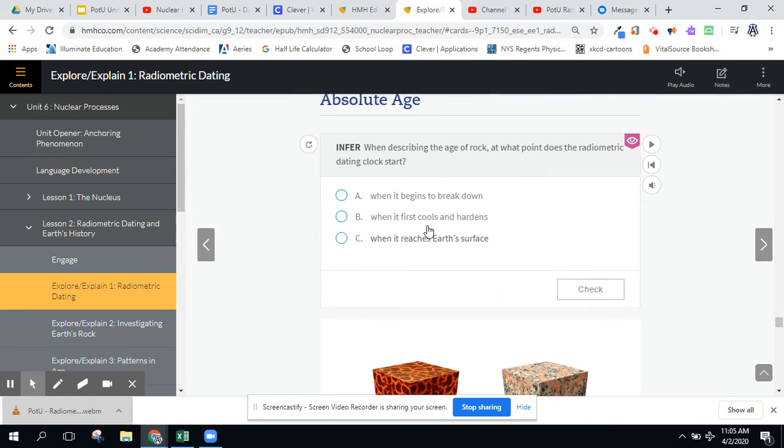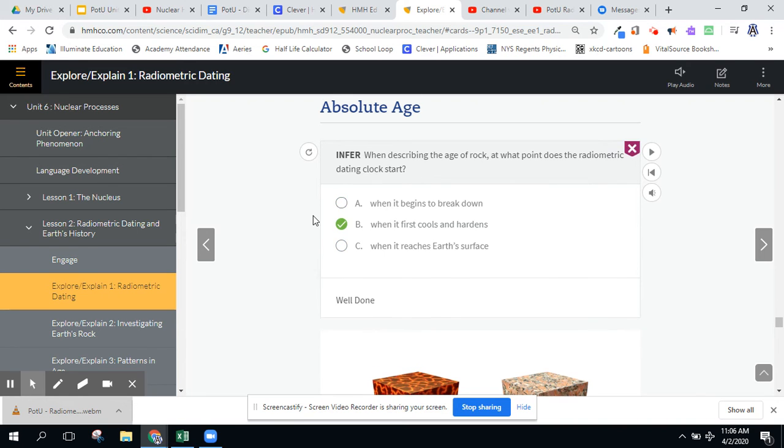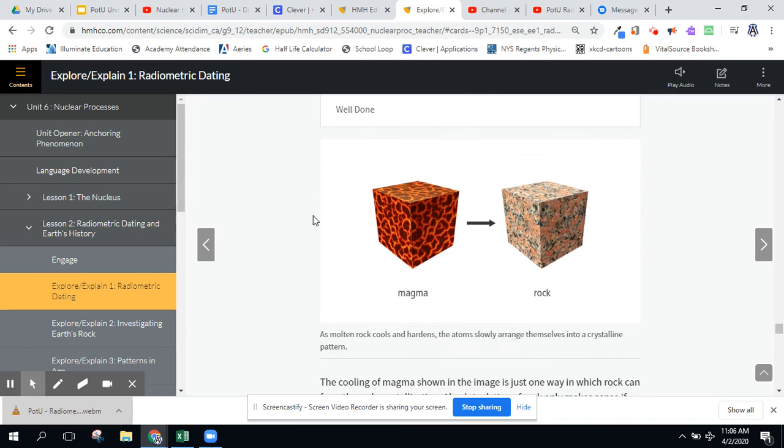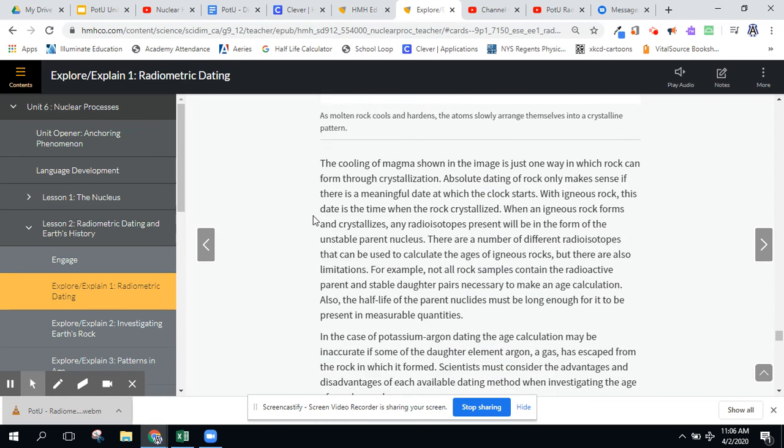The last piece here is this idea of absolute age, specifically in rock, and at what point do we have radiometric dating start for a rock. And for a rock, it's going to be when it cools down and hardens. So we have this transition from magma to rock, and that's when we're going to start this process of unstable isotopes going through their decay process and becoming more stable.